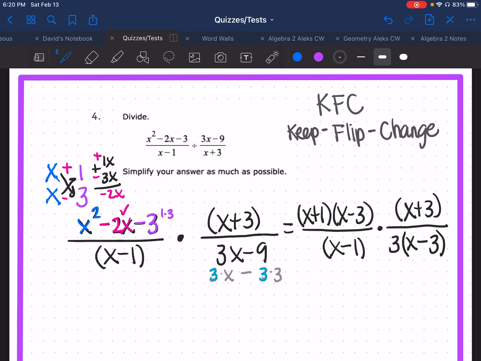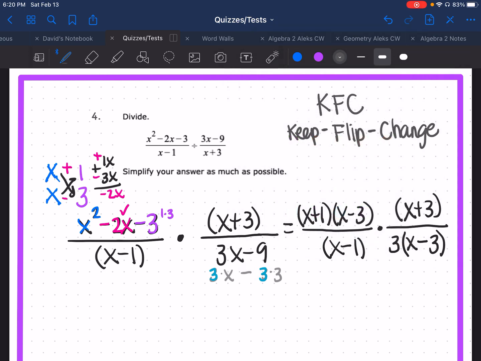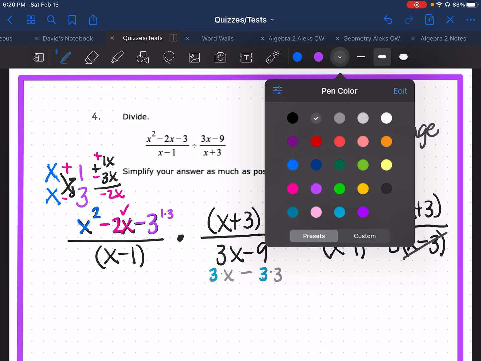All right, now I can start canceling any terms that are the same, like x minus 3 and x minus 3. Be very careful. That is a +1. That is a -1. Those cannot cancel. Those are completely different. A plus and a minus. I can't do that. This is not going to cancel with that. So that's our answer. We're actually done.